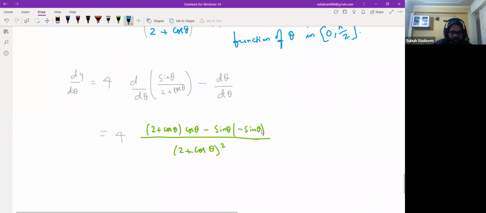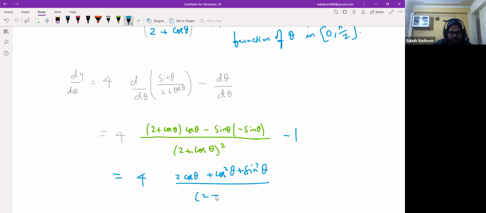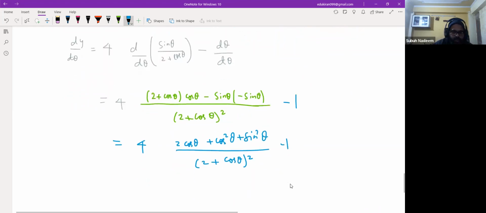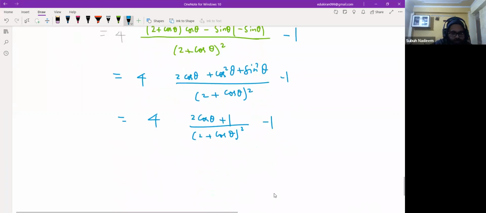Yes, sir. Okay. Minus d theta by d theta is 1. So with the 4, this will become 2 cos theta plus cos square theta plus sine square theta, divided by (2 plus cos theta) whole square, minus 1. Now here what we are getting is 4 times (2 cos theta plus cos square theta plus sine square theta, which is 1, as you all know) by (2 plus cos theta) whole square, minus 1.